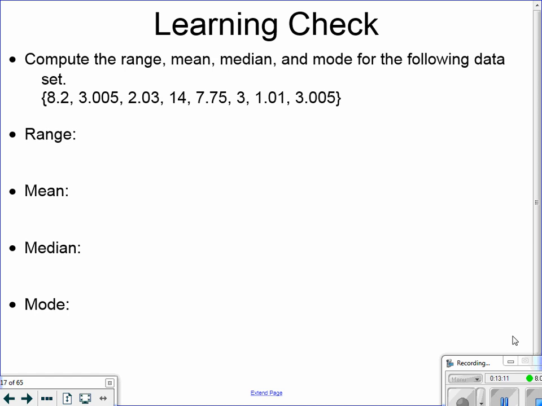All right, the last thing we're going to do here is this learning check. So you've got a set of data here. The first thing you're going to want to do is put that set in order, because you're going to need to put it in order to find the median anyway. And then once you have it in order, it's going to help you with the range, because you just have to take the biggest number minus the smallest, and if it's in order, that'll be easy to do. So go ahead, give this a try, pause the video for a bit. Once you think you got it, go ahead and restart the video to check your answers.